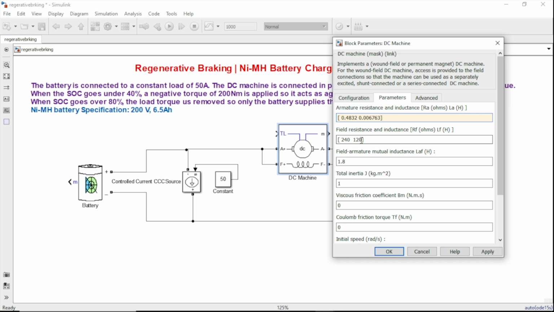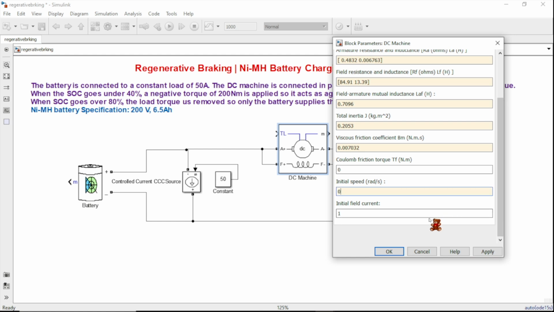For the field resistance and inductance, I am taking 84.91 and 13.39. Field armature mutual inductance I am taking 0.7096. Total moment of inertia J we consider 0.2053, as well as the viscous coefficient 0.007032. The rest are considered as initial speed 0 and initial field current 0.